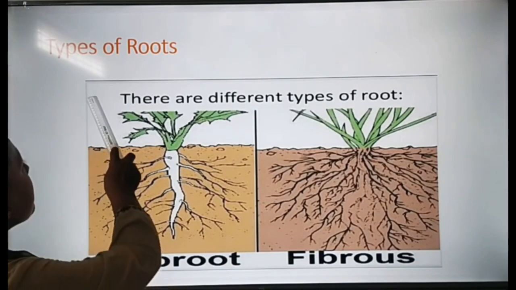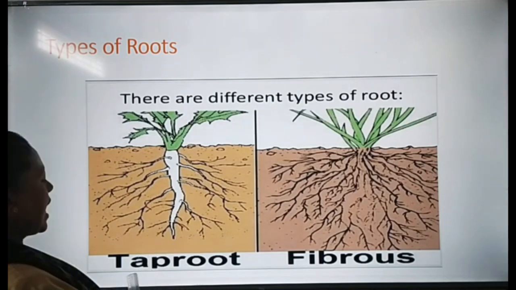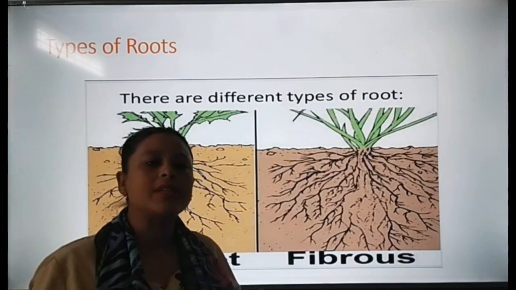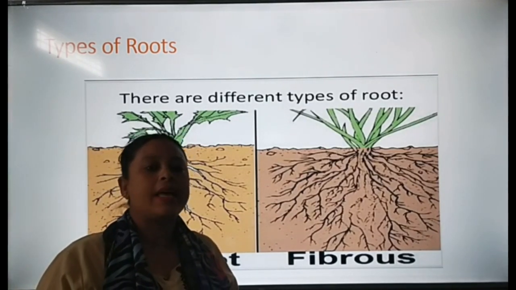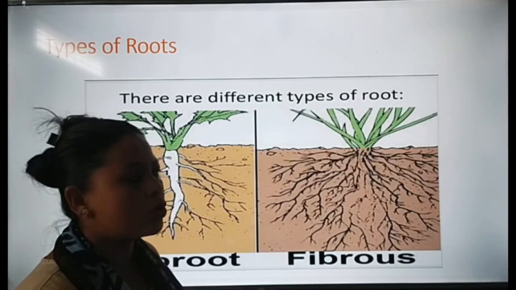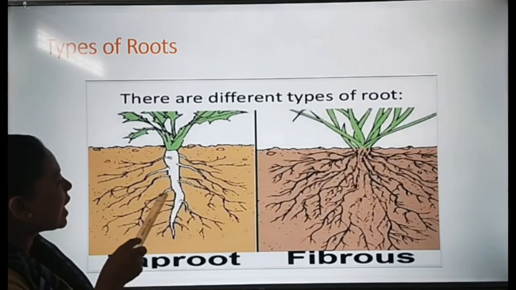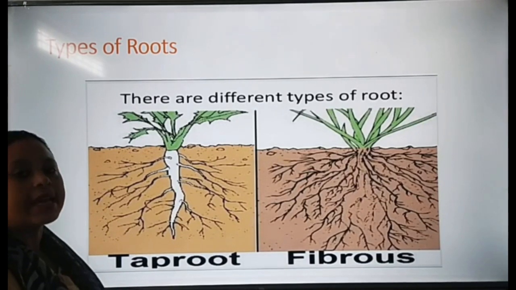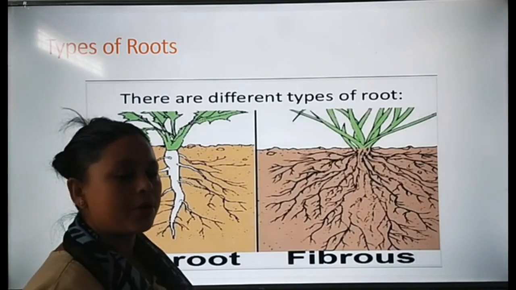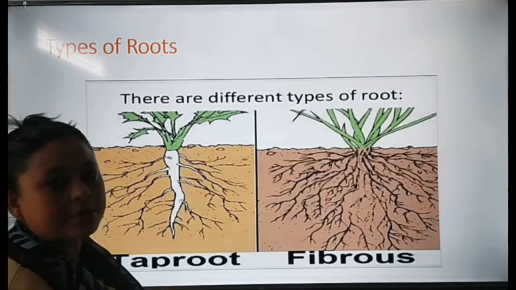Now, types of roots. There are different types of roots: taproot and fibrous root. Okay, so children, roots are of two different types, that is, one is taproot and another one is fibrous root. As you see in the picture, this is taproot. This type of roots are called taproot. Okay, and this type of roots are called fibrous root. This type of roots we can find in different types of vegetables.